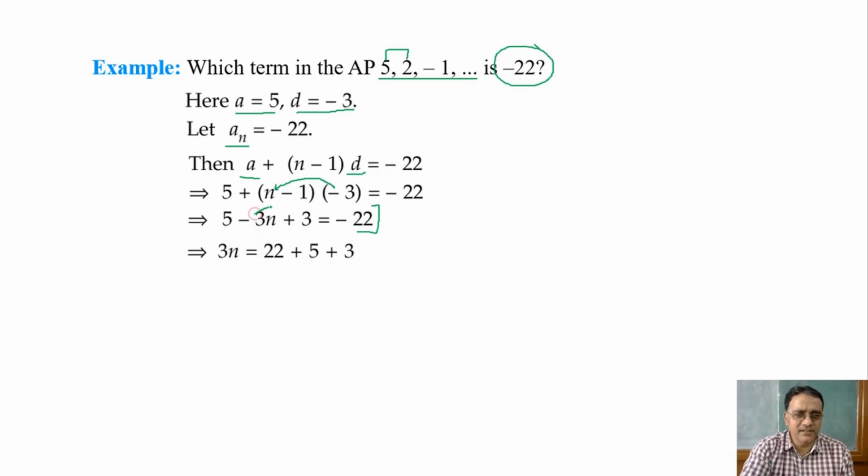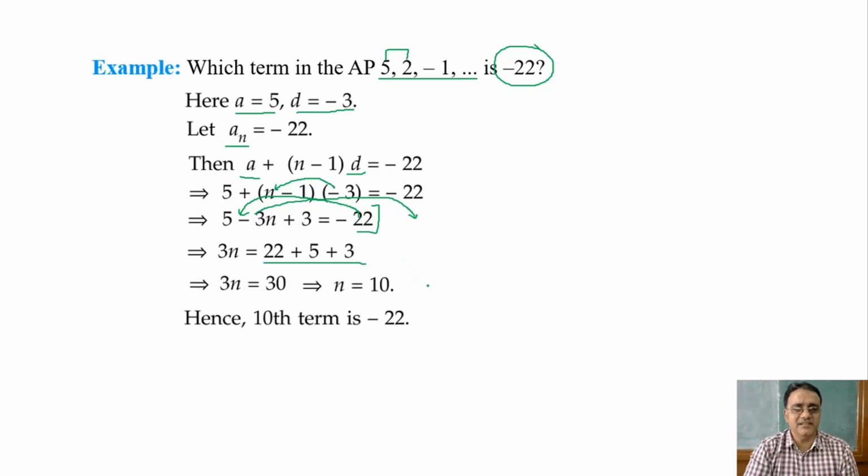We will shift minus 3n to this side, it will become plus 3n, and minus 22 to this side, it will become plus 22. So we are getting 22 plus 5 plus 3, that is 30. So what is the value of n? 10. Hence the 10th term is minus 22.